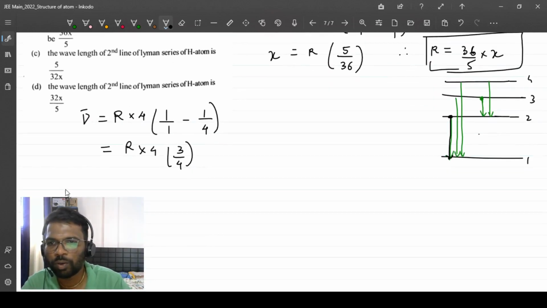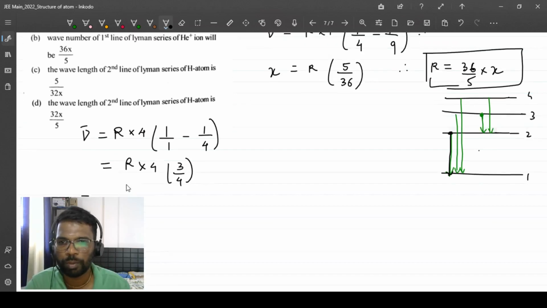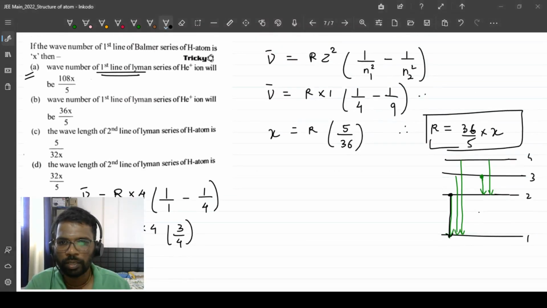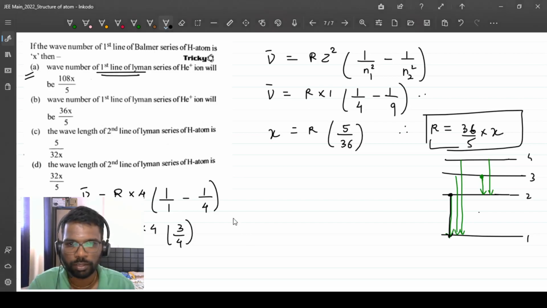Wave number over here will be equal to... one minute, students. I think I made a mistake. Like my window is coming over here and you may not be able to see that, right? So I'll do it again from here.